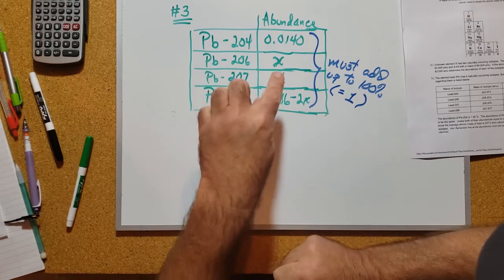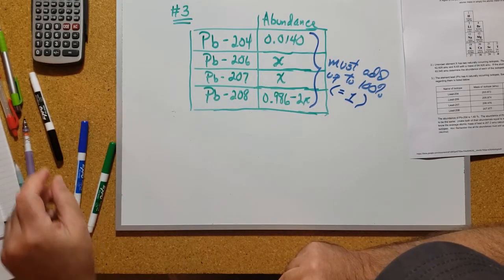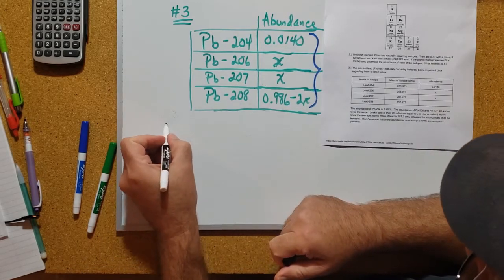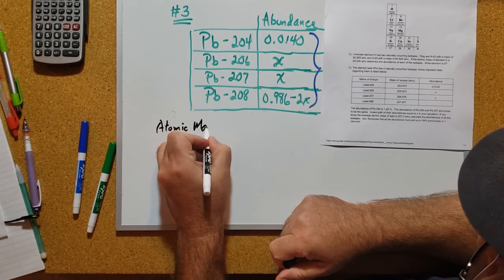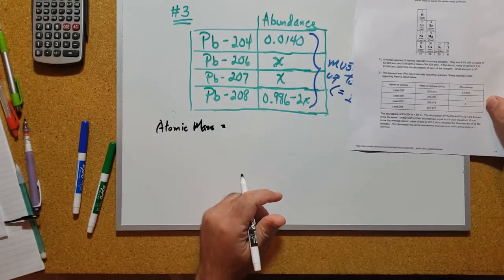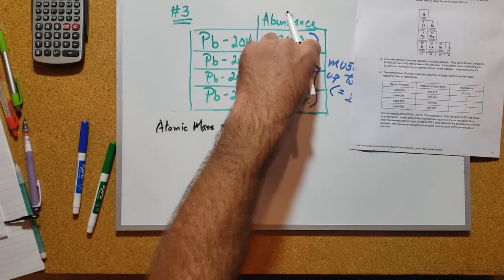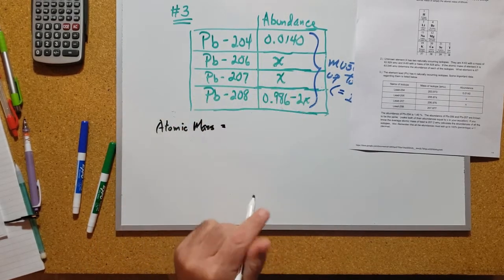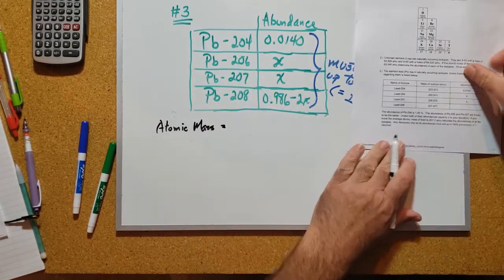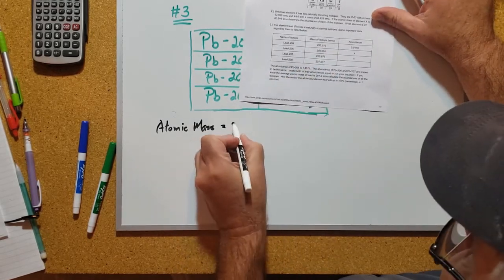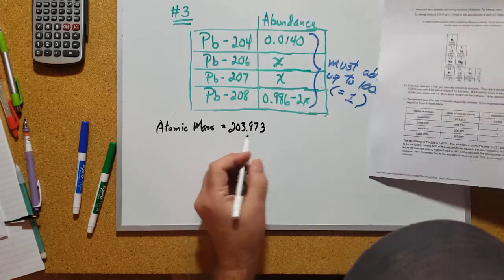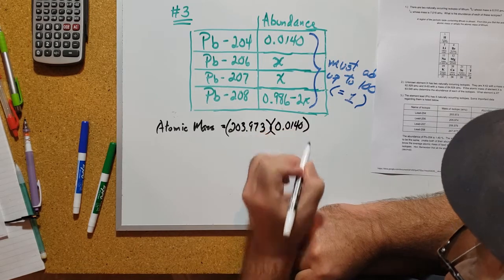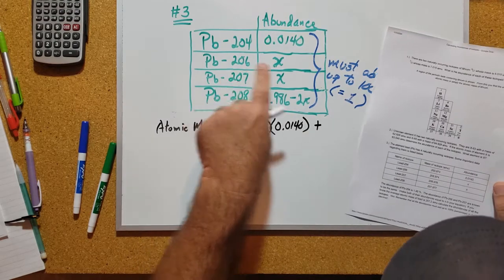Now what we have to do is use these abundances to construct another equation that's going to allow us to solve for x. So there's another equation here that tells us that the atomic mass of lead is simply the weighted average of the masses of all the individual isotopes. So it's going to be the mass of lead-204 times its abundance, mass of lead-206 times its abundance, the mass of lead-207 times its abundance, and then the mass of lead-208 times its abundance.